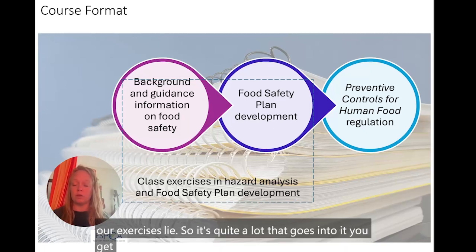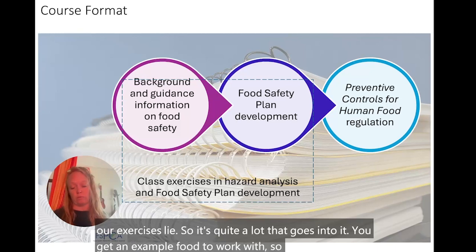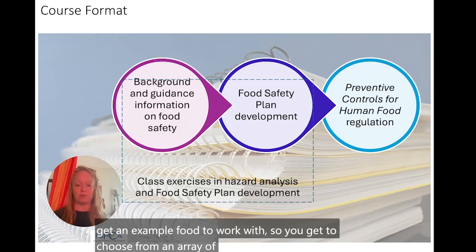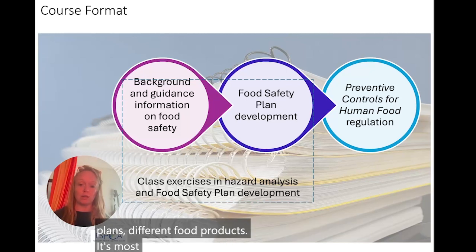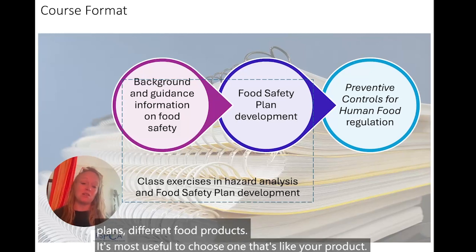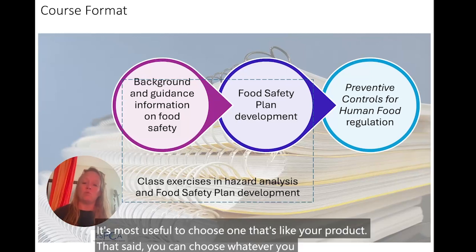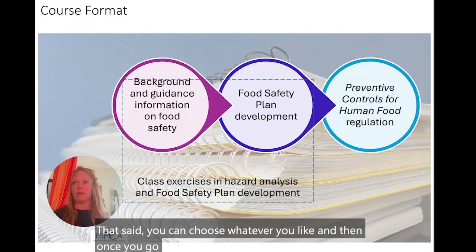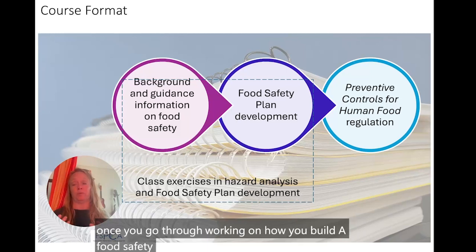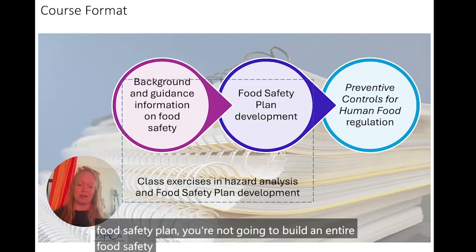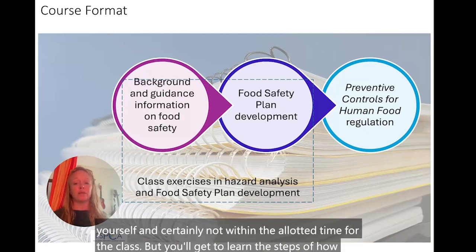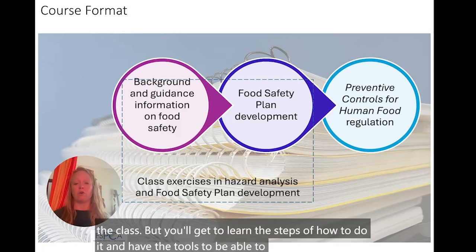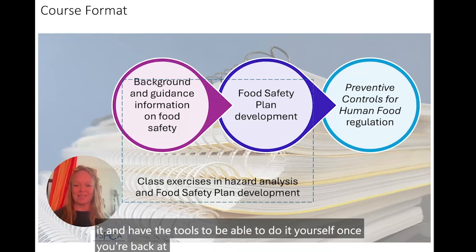You get an example food to work with, so you get to choose from an array of different example food safety plans, different food products. It's most useful to choose one that's like your product. That said, you can choose whatever you like. And then once you go through working on how you build a food safety plan, you're not going to build an entire food safety plan. That's just not practical to do by yourself, and certainly not within the allotted time for the class. But you'll get to learn the steps of how to do it and have the tools to be able to do it yourself once you're back at work applying this.